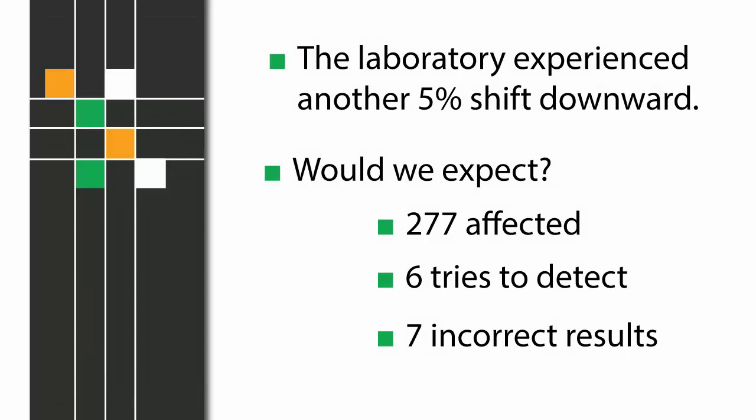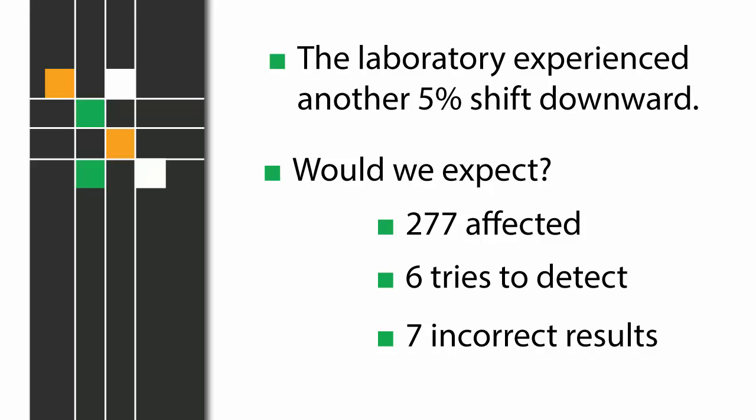Let's say the laboratory experienced another 5% shift downward at a later date. Would we expect these exact same results? Would we expect it to affect 277 patient results, take 6 tries to detect, with 7 incorrect results? No, absolutely not. We would expect similar behavior, but not exactly the same because of the random nature of this process. So let's try this again.